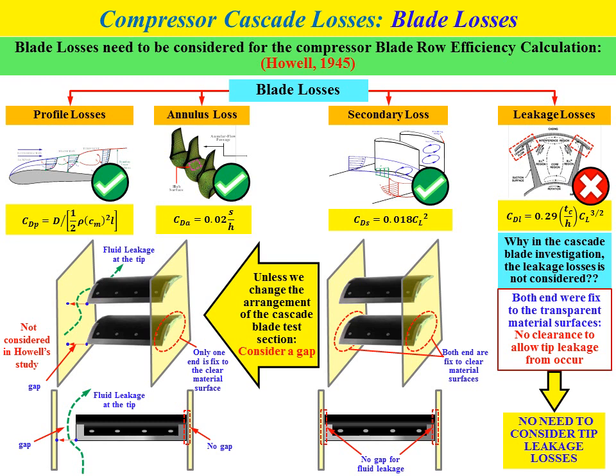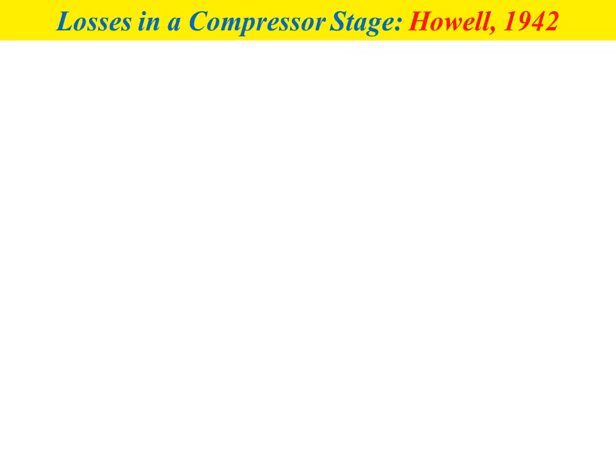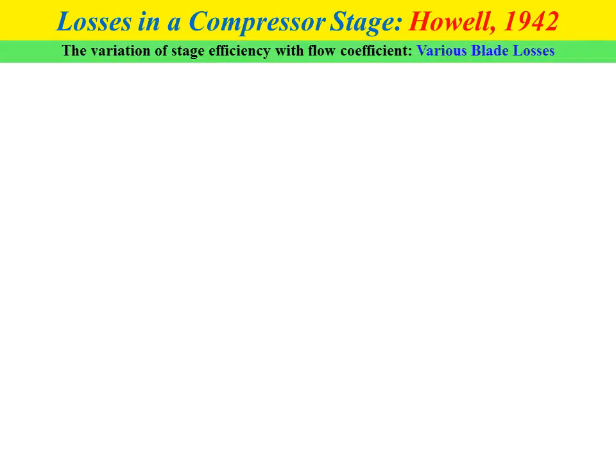So that's why there is no need to consider tip leakage losses in the investigation. Okay, losses in a compressor stage by Howell, 1942. So Howell conducted an experiment to obtain the result in terms of the variation of stage efficiency with flow coefficient, where Howell considered various types of blade losses, such as blade profile losses, annulus losses, and also the secondary losses.